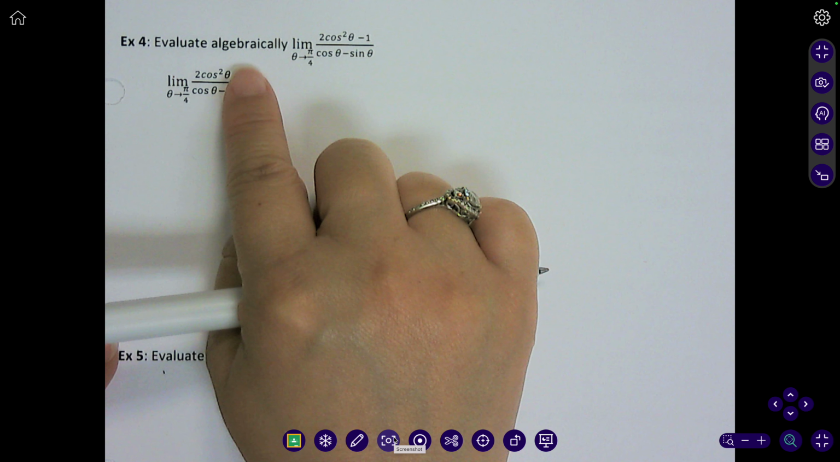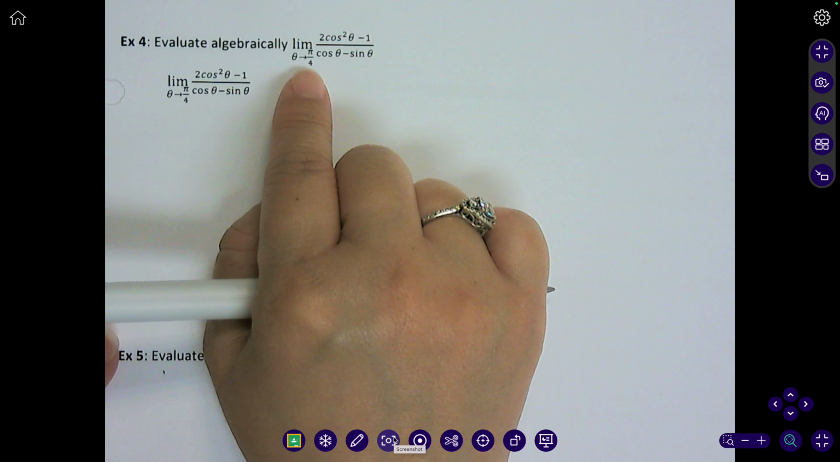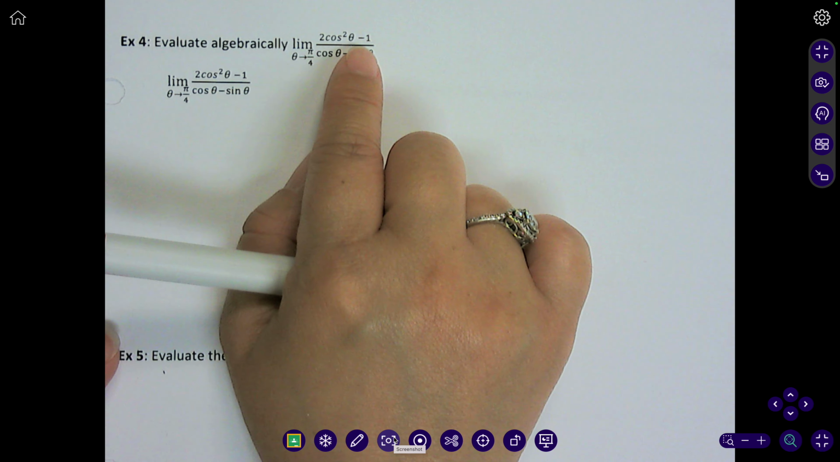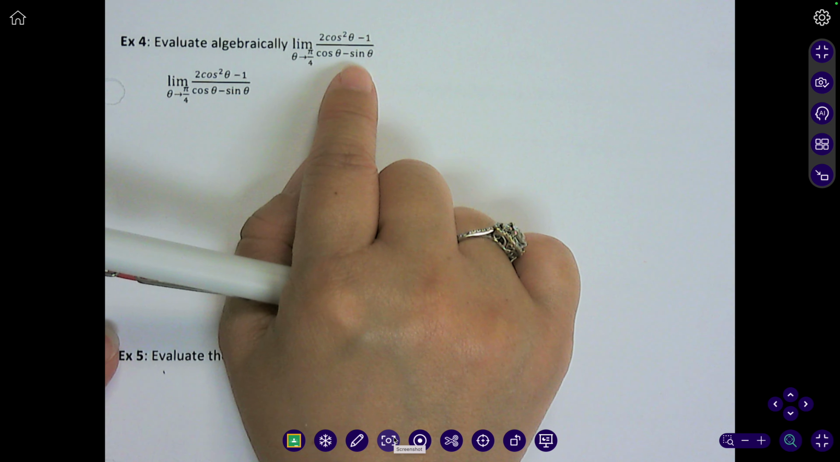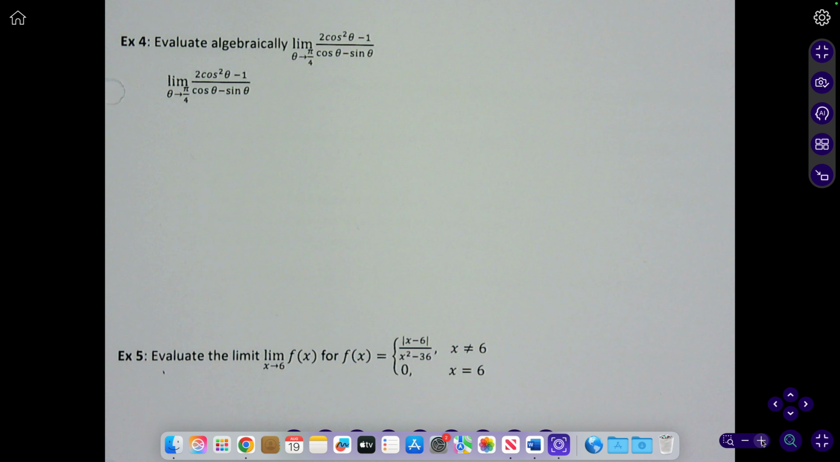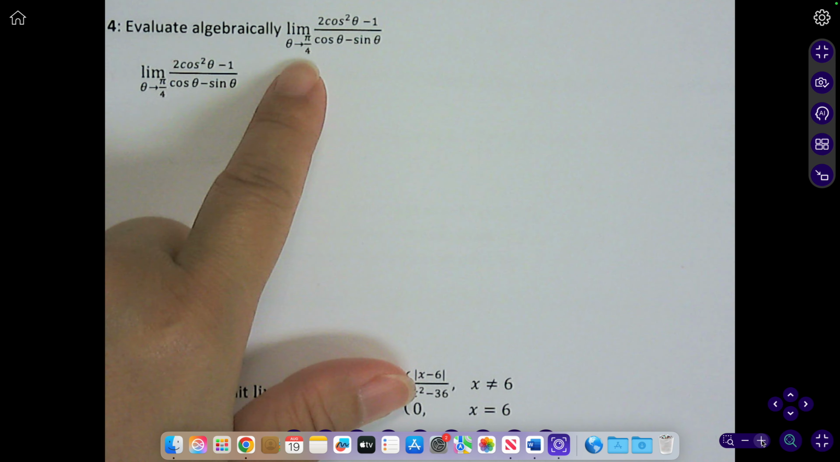Example 4. It says evaluate the limit as theta approaches pi over 4 of 2 cosine square of theta minus 1, divided by cosine of theta minus sine of theta. As you can see, the first thing you should always try is to plug it in, okay? You have to make sure you know where pi over 4 is.